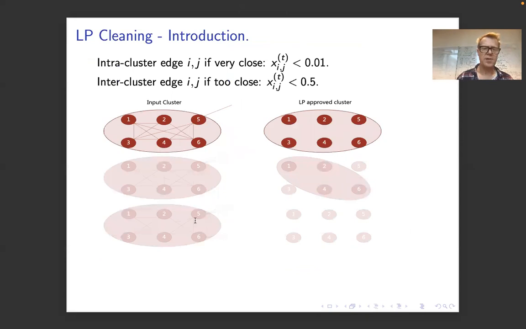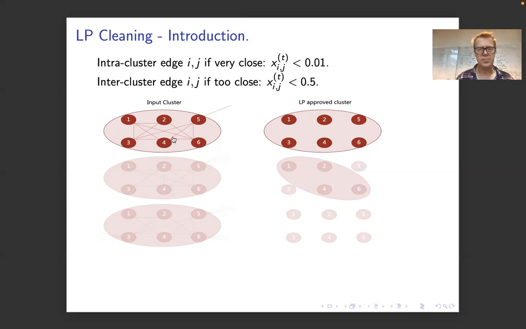So to describe it first intuitively, we're using the LP distances to somehow clean up the input clusters. So we're sort of having two places here. If we are within an input cluster, then we say two things are very close if they're at distance 0.01. That's the good case, because there should really be a distance of 0, which would be ideal. Also, if we have something on the inside, we don't want it to be too close to something outside, because it should be at distance 1. So we think it's too close if it's at distance 0.5.